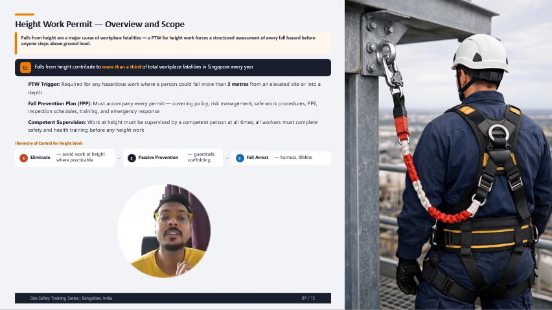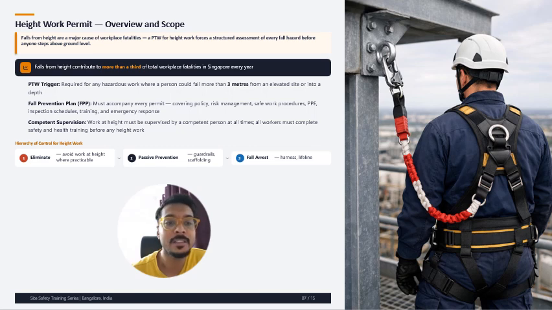A permit to work is required for any hazardous work where a person could fall from more than 3 meters from an elevated site or into a depth. A Fall Prevention Plan, FPP, must accompany every permit, covering policy, risk management, safe work procedure, PPE, inspection schedule, training, and emergency response. Competent supervision: work at height must be supervised by a competent person all the time.